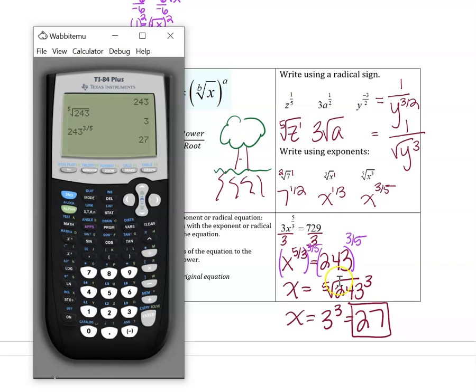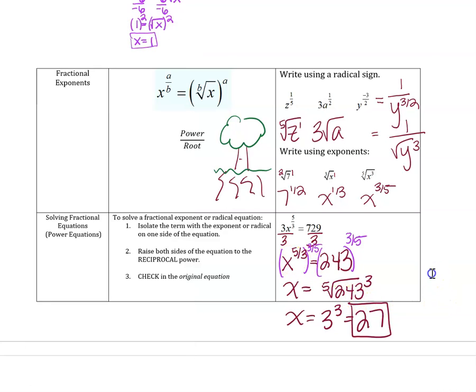Okay, but it's always good to understand the rewriting with power over root in case maybe they throw some variables in there and you can't just plug it in your calculator. So that concludes our Unit 3 video.